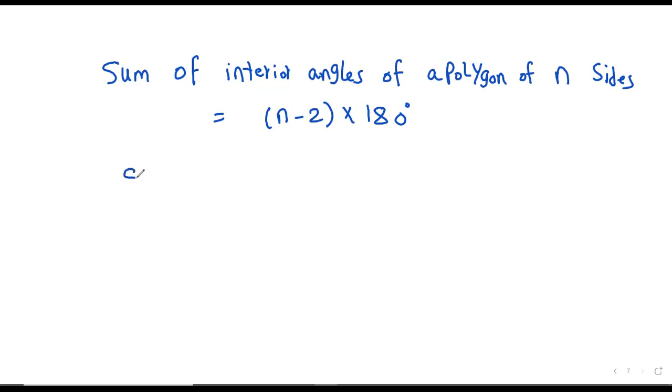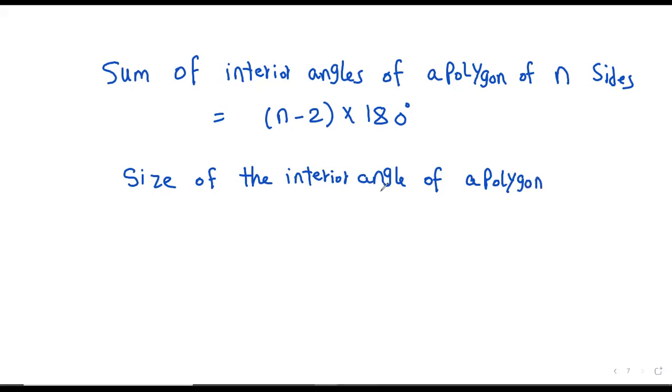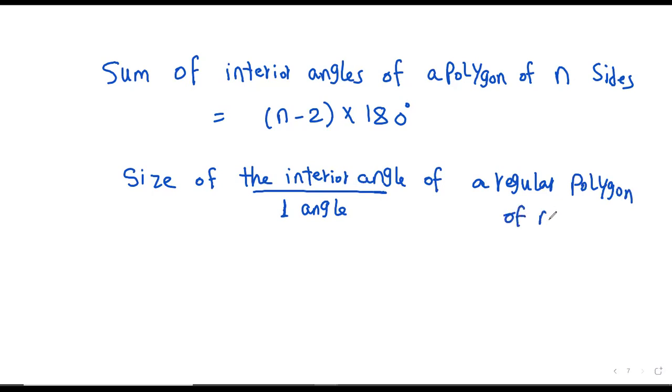And if I asked you to find the size of one interior angle of a regular polygon of n sides, it will be n minus 2 multiplied by 180 divided by n. Okay?